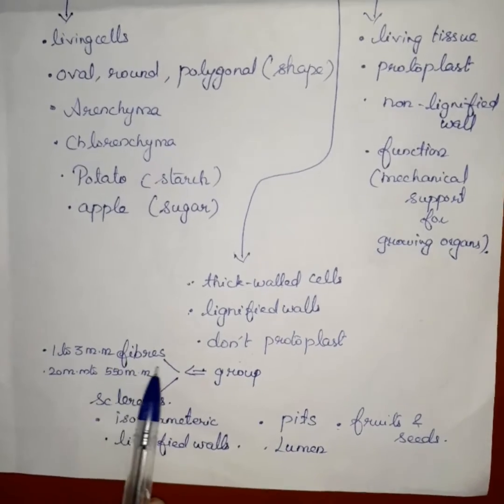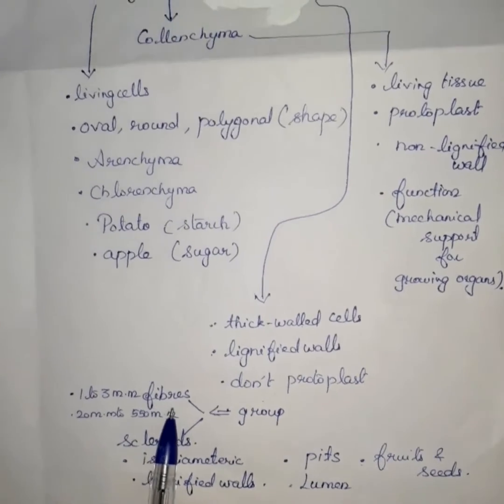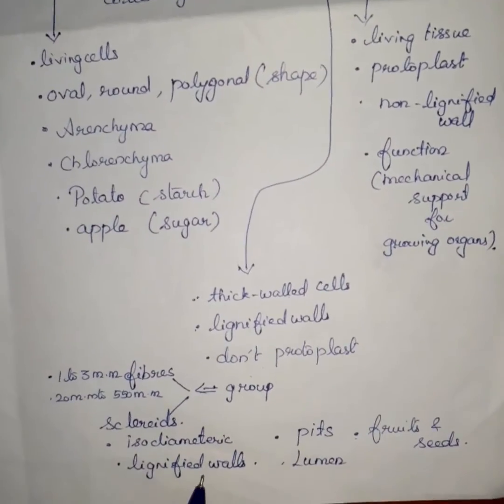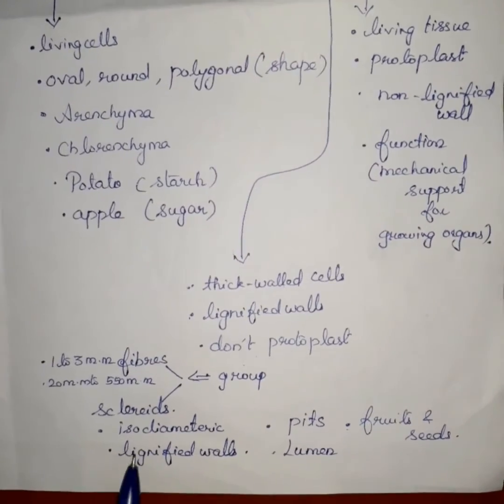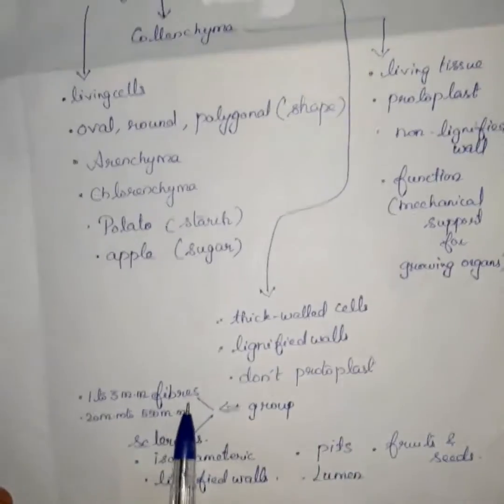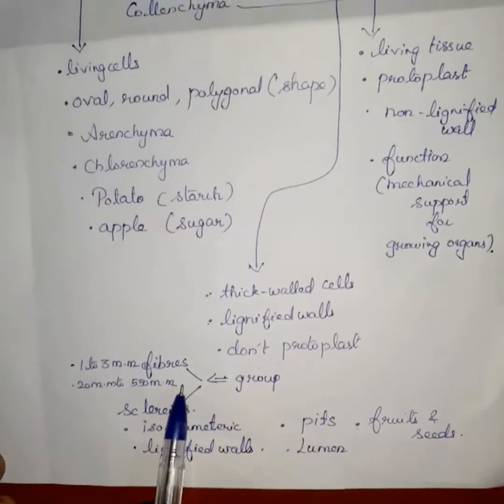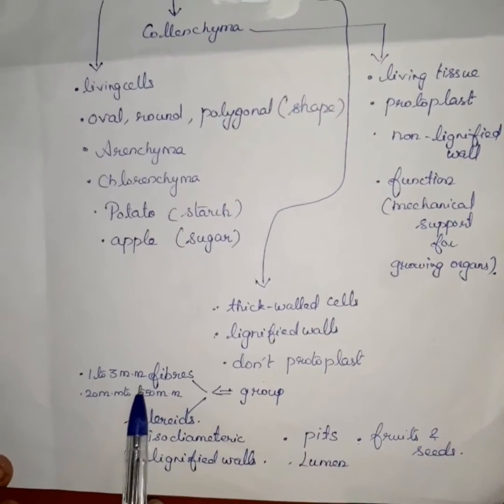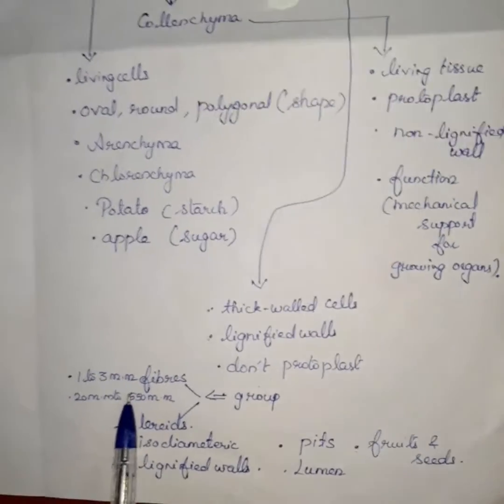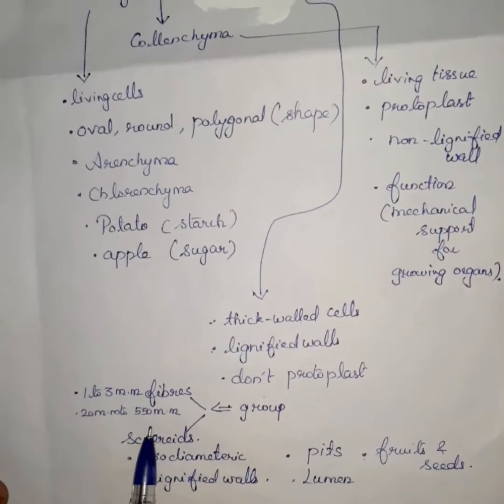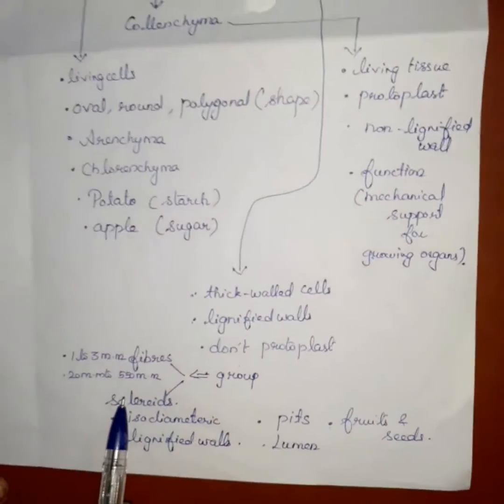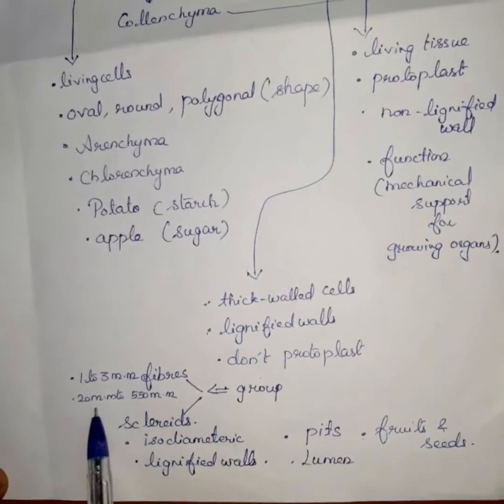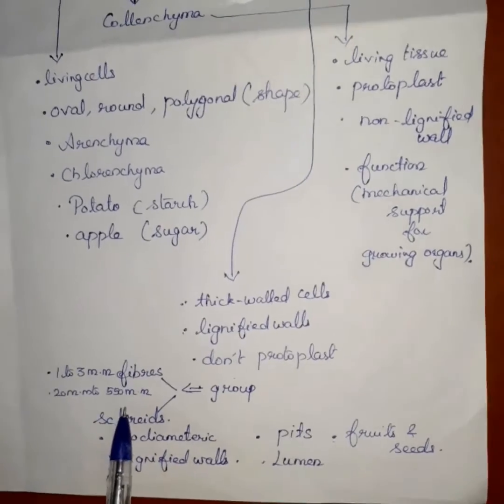Now we are going to study fiber. Fibers are long cells with pointed ends. Their walls are lignified. The average length of a fiber is 1 to 3 millimeters. Some plants like flax, hemp and jute have much longer fibers, with lengths of 20 millimeters to 550 millimeters.